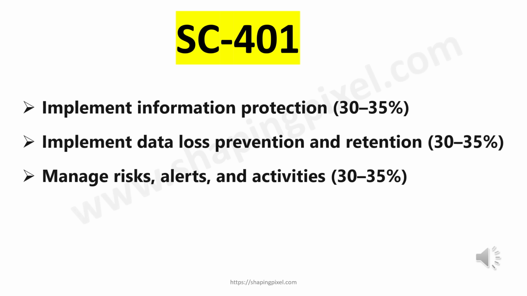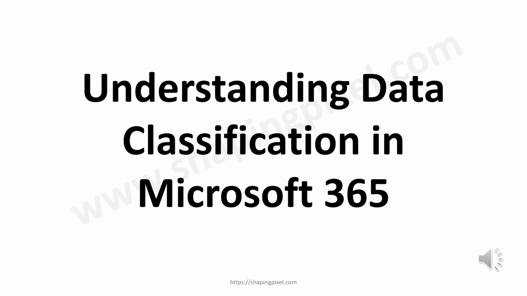The examination encompasses the following primary domains: implement information protection, 30 to 35%; implement data loss prevention and retention, 30 to 35%; manage risks, alerts, and activities, 30 to 35%. Let's break it down into subtopics you'll need to master. Understanding data classification in Microsoft 365.